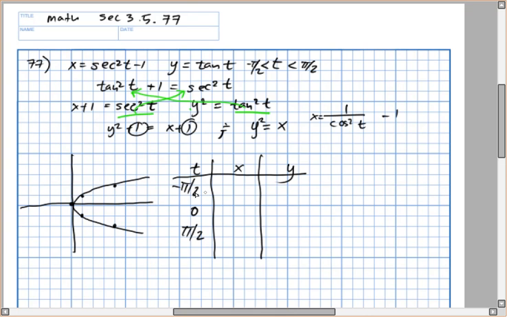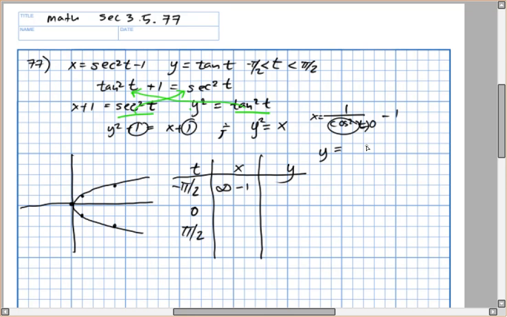Now what happens is when t approaches negative pi over 2, cosine becomes a really, really small negative number. It doesn't matter because when it's squared, it becomes a really small positive number. 1 divided by a really small positive number is going to be a quantity near infinity, minus 1. So pretty much still infinity.